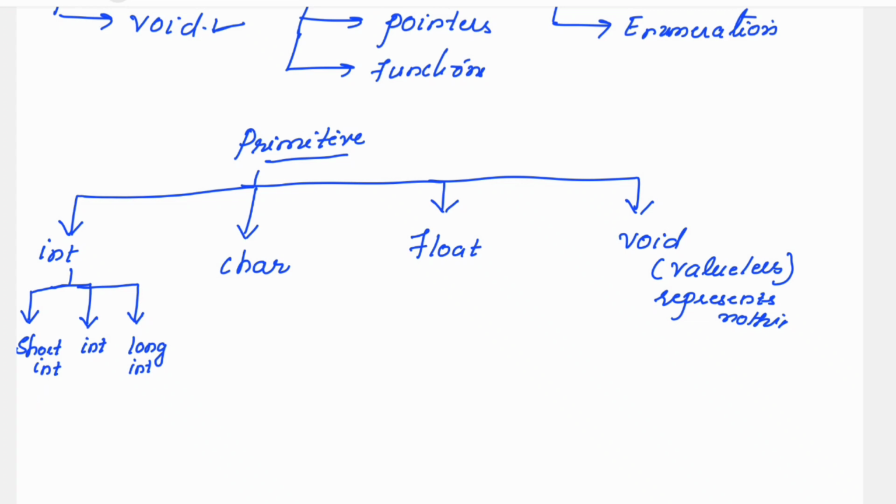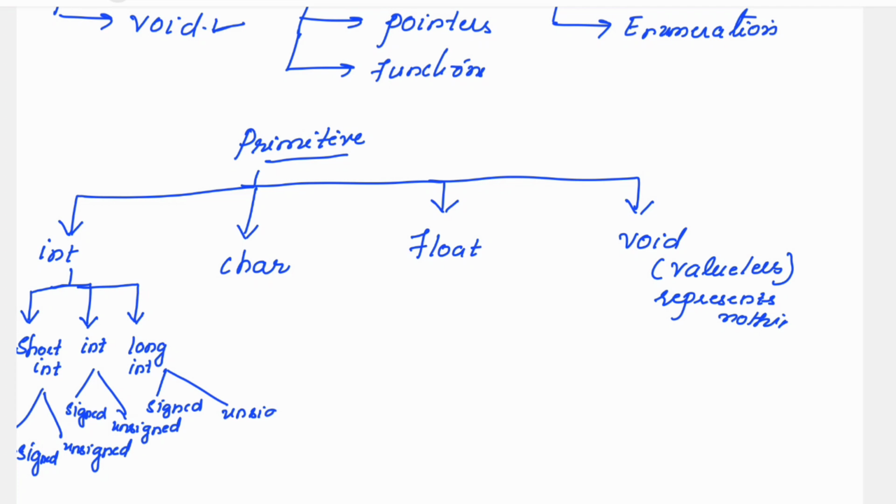The short int once again can be signed, unsigned. Okay, signed short int, unsigned short int, signed int, unsigned int, signed long int, unsigned long int. So int is divided into three types: short int, int, and long int. Further, short int can be of the signed one and unsigned one. Int can be signed and unsigned. Long int can be signed and unsigned.